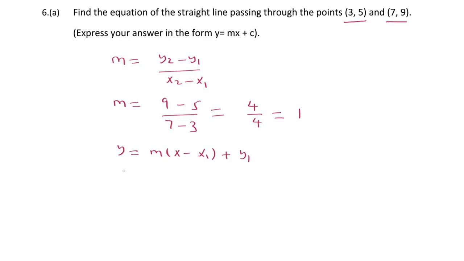Okay, so from the general formula, y equals m in brackets x minus x1, plus y1. Let us now substitute the given values. Then our equation is going to be y equals 1 in brackets x minus 3, plus 5. Next, let us open the brackets. Our equation is going to be y equals x minus 3 plus 5. Simplifying this, our equation is going to be y equals x plus 2. And this is going to be our answer.